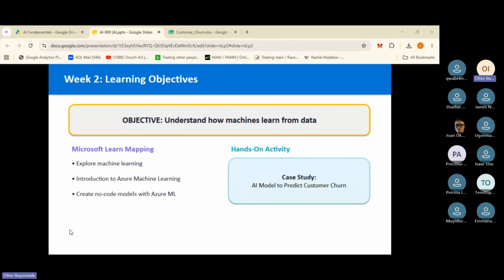Does anyone know what customer churn is before we go on? Customer churn, anybody? So that's basically the rate at which customers leave a business, how many are leaving due to one reason or the other. We'll look at that simple model at the end of the learning.